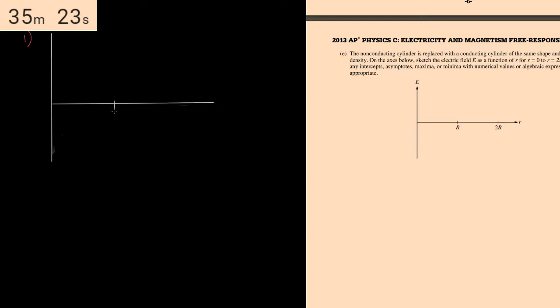And so we've got, again, R and 2R. And now we're going to do it, except with a conducting cylinder replacing the non-conducting cylinder. So remember, inside the cylinder the electric field is now always going to be 0. What that corresponds to is that the charges are all moving out to the surface.